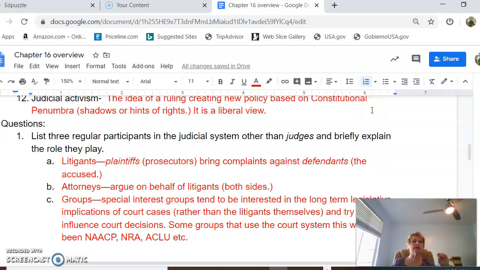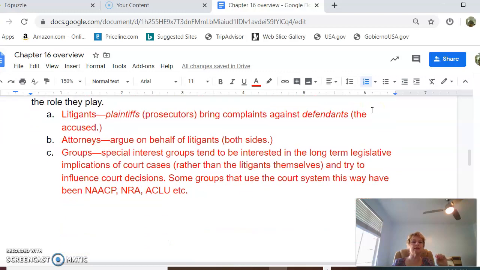So here are the questions. List 3 regular participants of the judicial system and the roles they play. So litigants, that's the plaintiff, the prosecution, bringing complaints, plaintiff complaints against defendants, the accused, the people defending themselves. So there's plaintiffs and defendants. And the first name in any court case is the plaintiff.